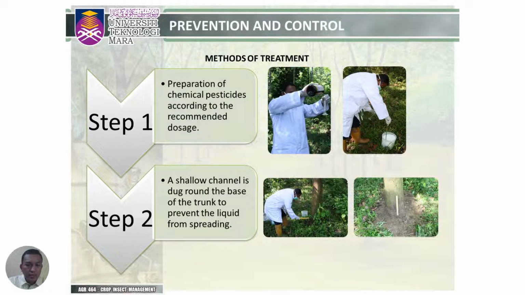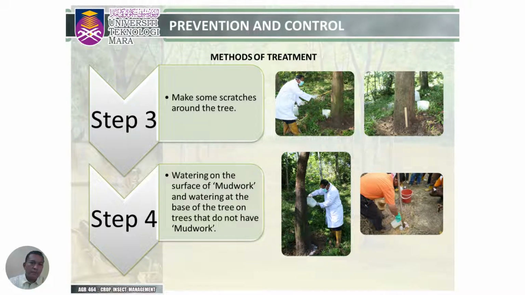Okay, later you can see the picture. Method of treatment. Step 1: preparation of the chemical pesticide according to the recommended dosage. Step 2: a shallow channel is dug around the base of the trunk to prevent the liquid from spreading. Step 3: make some scratches around the tree. Step 4 and the last step: watering on the surface of the mudwork, or watering at the base of the tree on trees that do not have mudwork.